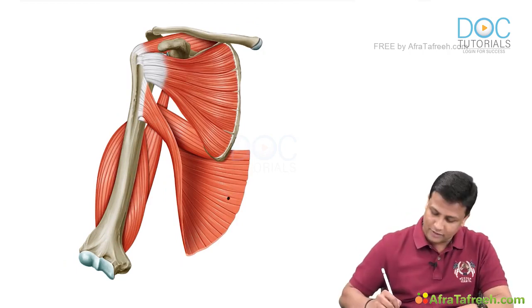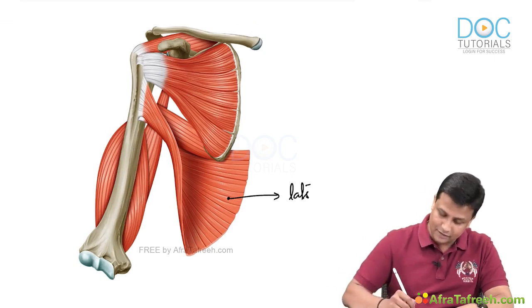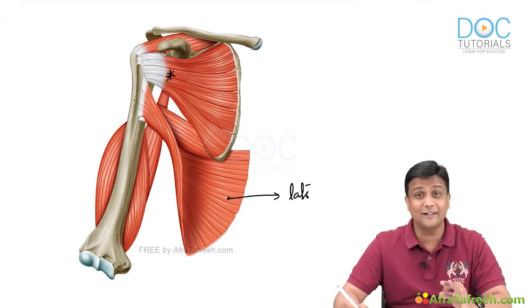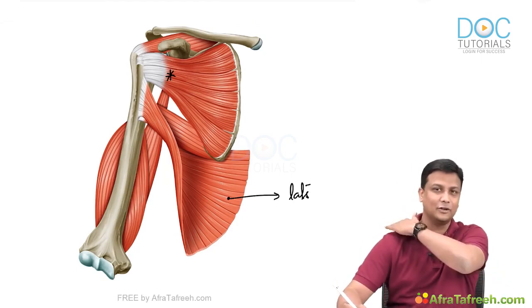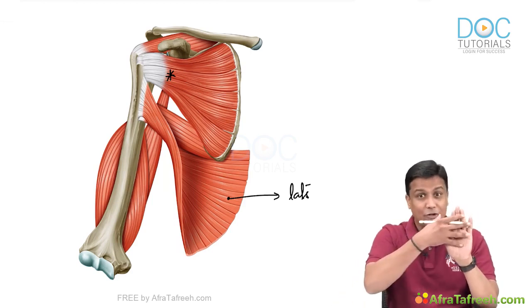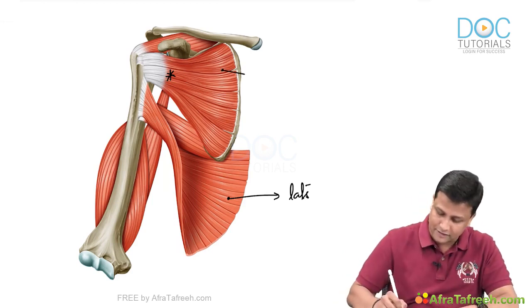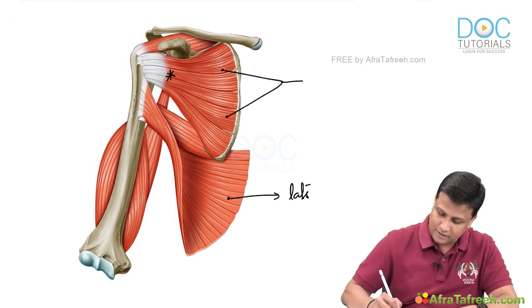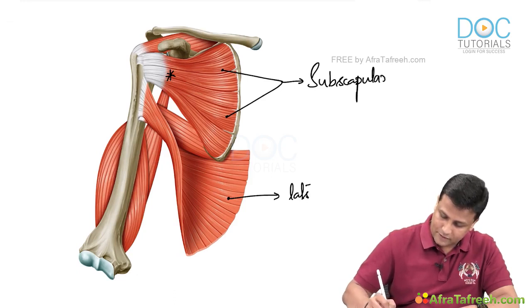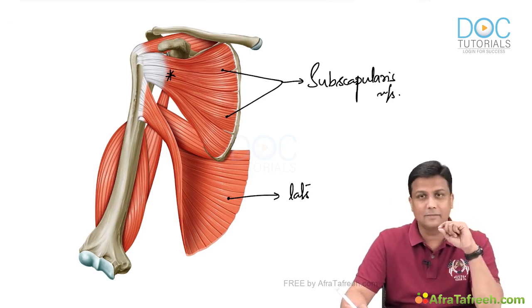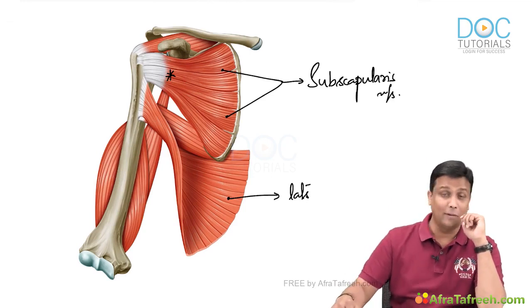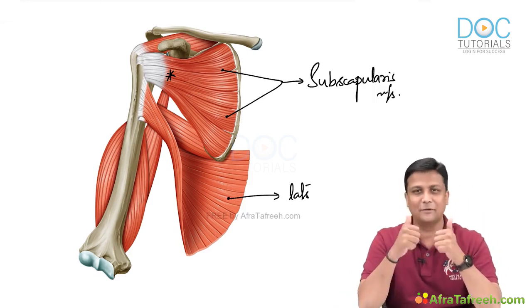And without any doubt, this one will be your latissimus dorsi muscle. I'm just writing in short as lats. And here, this is the star marked muscle. You can clearly see that it is attached to the anterior surface of the scapula. Scapula, your shoulder blade, is a flat bone, and on the anterior surface there is a big huge muscle attached here, and this muscle will be the subscapularis muscle, guys. So the muscle attached onto the anterior surface of the scapula is the subscapularis muscle. If you answered subscapularis muscle, absolutely correct, guys.